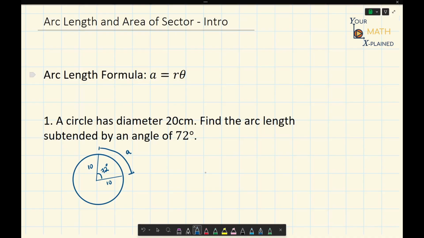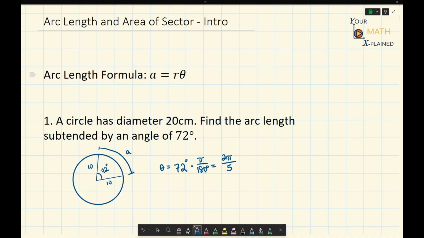So the first thing we have to do is, because this angle is given to us in terms of degrees, we need to convert it to radians first. To convert degrees to radians, we multiply our angle by pi over 180 degrees. So theta is going to be equal to 2 pi over 5. And now we can take this angle, which is in radians, and put it into the formula above.